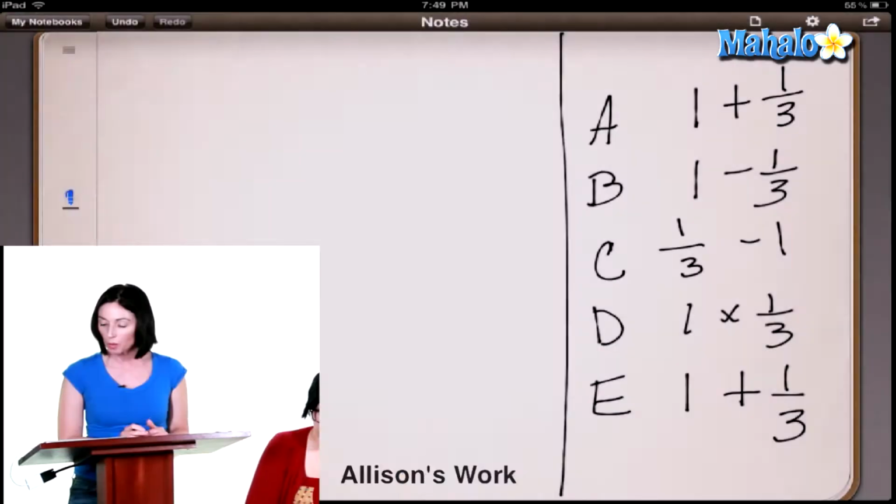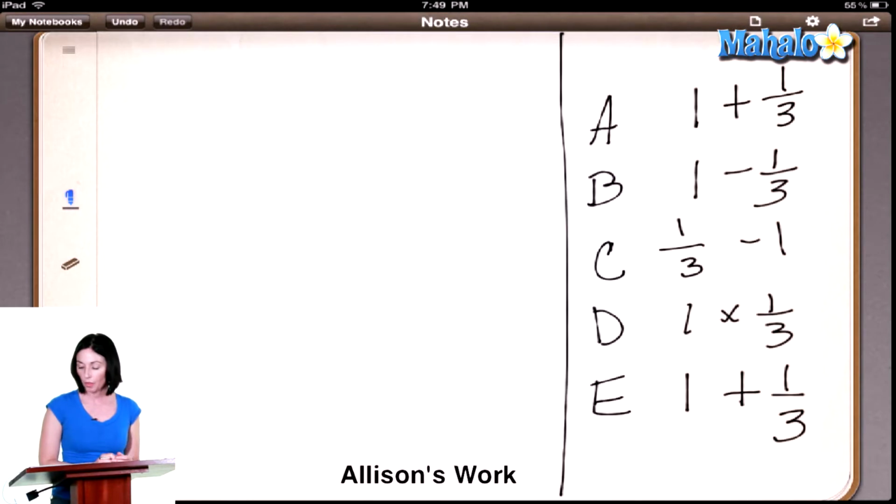So let's get started. All right, we're up to problem number 24. Let's take a look. It says, of the following numbers, which is least? And it gives us our possible answers: 1 plus 1/3, 1 minus 1/3, 1/3 minus 1, 1 times 1/3, and 1 plus 1/3. Which of those numbers do you think is the smallest?